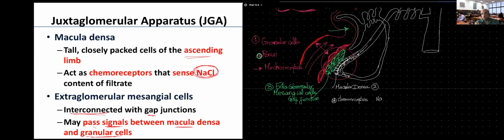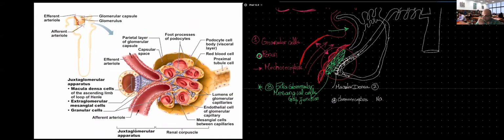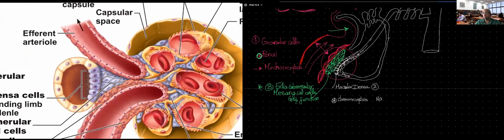A third type of cells that share in the formation of the juxtaglomerular apparatus. Again, this is my extraglomerular mesangial cells, and they serve as a communication channel between the granular cells and the macula densa. We're looking closer on here. This is my afferent arteriole. The modified smooth muscle cells on here in the afferent arteriole, those are my granular cells.